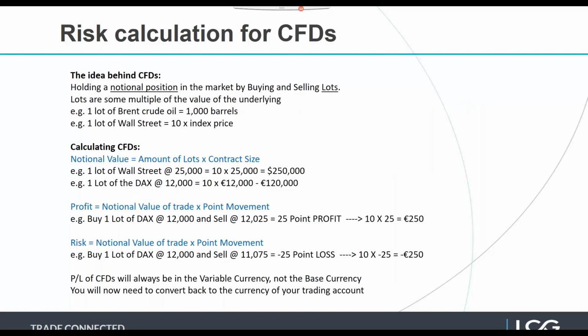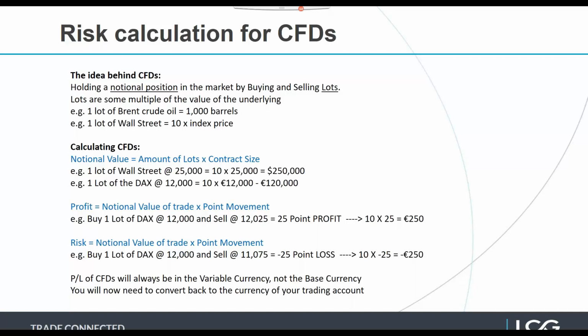So moving on to CFDs. As I said, there is a bit of crossover with currencies. There obviously are currency CFDs. I've talked more about indices here, but I've also mentioned futures like Brent crude oil. What you're doing with a CFD is holding a notional position in the market by buying or selling lots. Again, that's the same phrase as in forex trading. And lots are typically some multiple of the value of the underlying of what you're trading.